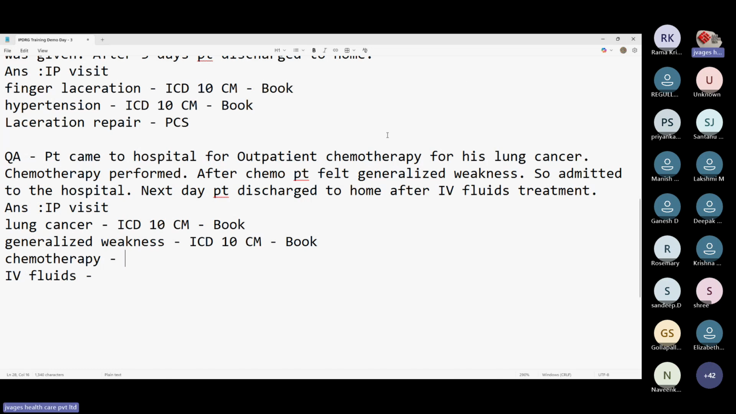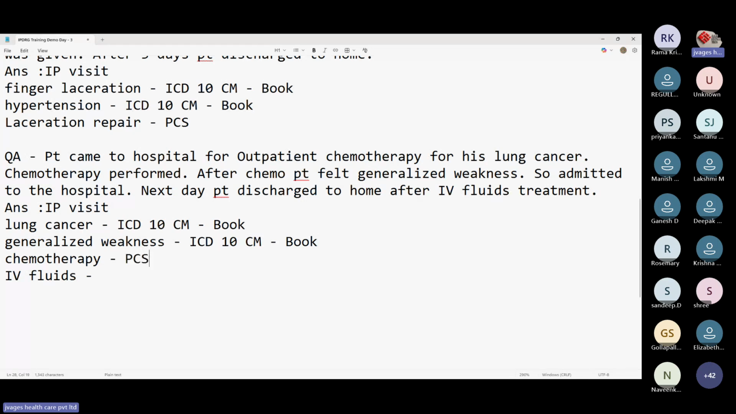CPT or PCS? Chemotherapy was already performed and completed in the outpatient service. So think: where can I code, CPT or PCS? It is coded as CPT, sir. Again, you can go by the rule. What is the rule? For an inpatient visit, we won't use CPT codes.